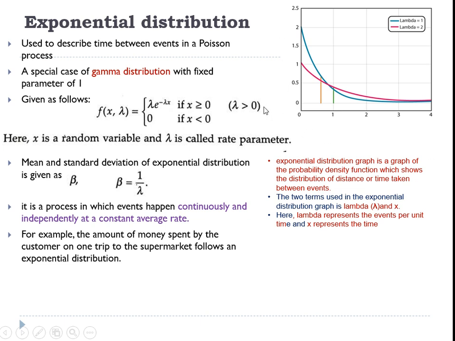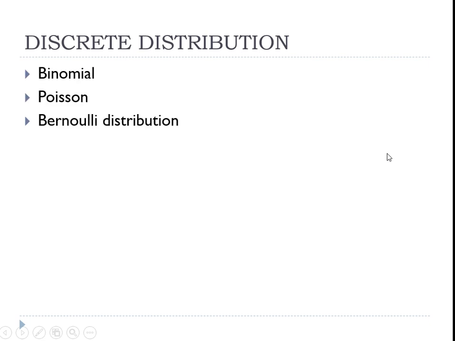So x represents the time and lambda represents the events per unit time. So you can see this graph, right? The two different graphs, where lambda is equal to 1 and 2. Now coming to the next one, discrete distribution.